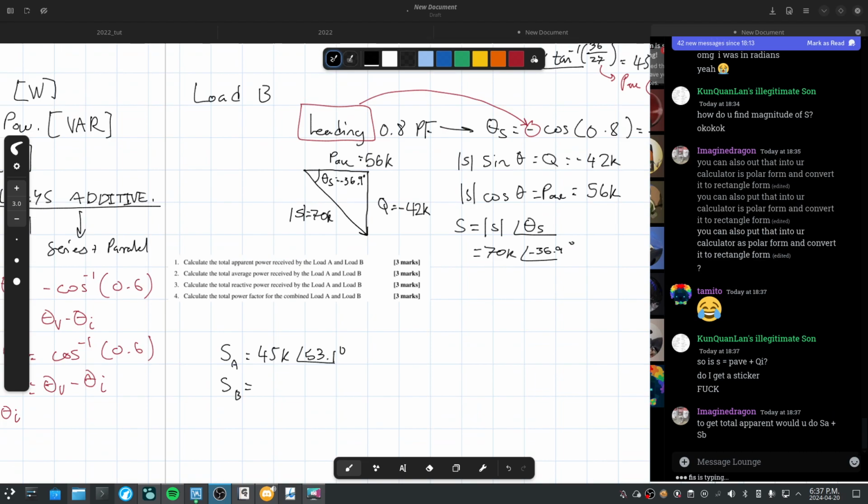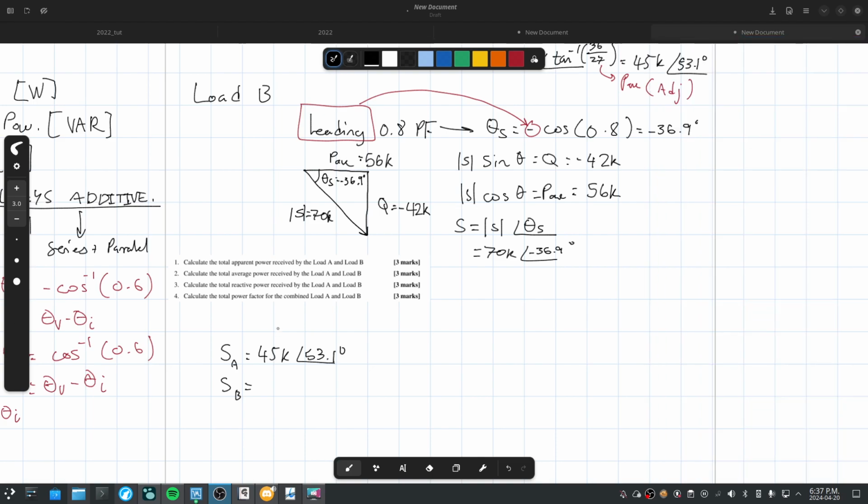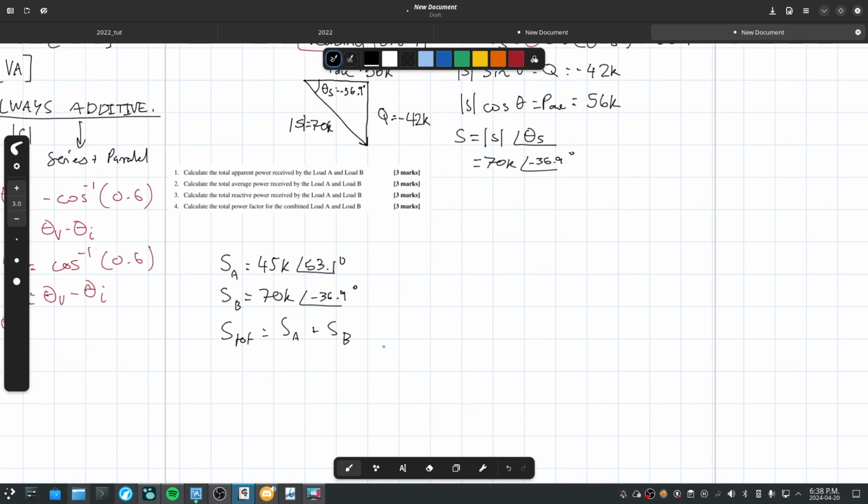So to get total apparent power, would you do SA plus SB? Correct. Because again, this is complex power, not apparent power. So 70K, phasor of negative 36.9. You can add complex powers. So S total is equal to SA plus SB. So let's put that into our calculator. It's 45,000 with a degree of 53.1 plus 70,000 with a degree of negative 36.9. Let me put that into polar form. And the answer would just be your magnitude.